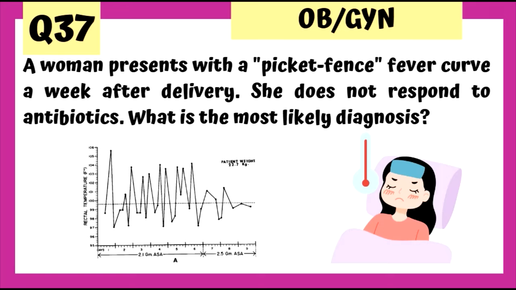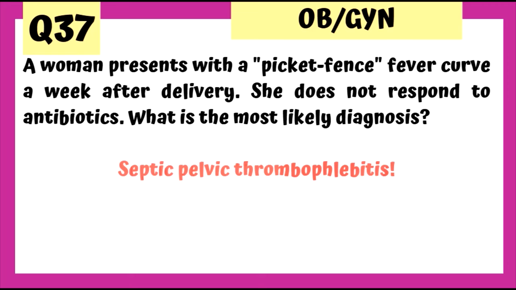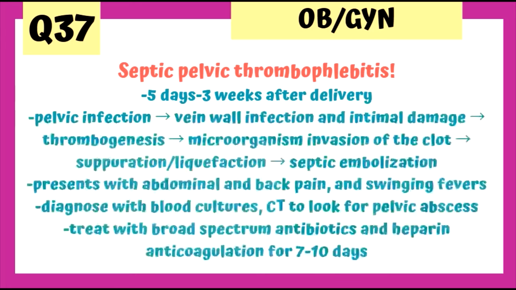Question 37. A woman presents with a picket fence fever curve a week after delivery. She does not respond to antibiotics. What is the most likely diagnosis? This is septic pelvic thrombophlebitis, where she gets these wavering up and down fevers, even up to something like 105. That would be typical. And we treat with antibiotics and heparin, anticoagulation, for 7 to 10 days.